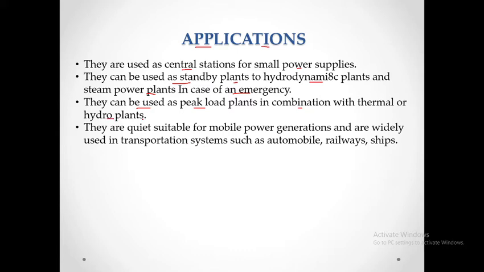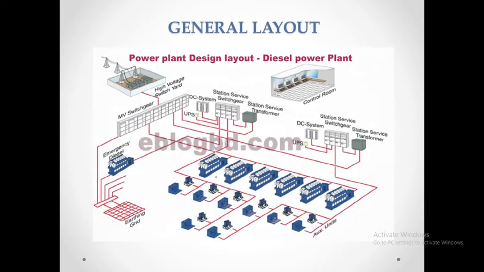One more important application is that they are suitable for mobile power generation and are widely used in transportation systems such as automobiles, railways and ships. Here in ships and all marine, we can use this diesel power plant because the transportation will be very easy. So till now we have seen the advantages, disadvantages and the applications of the diesel power plant.